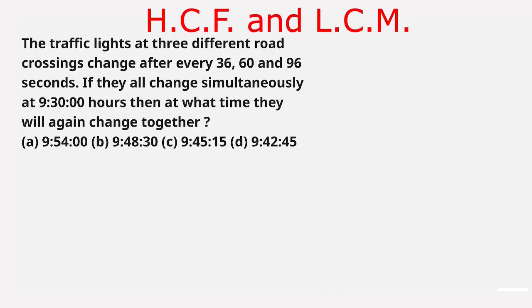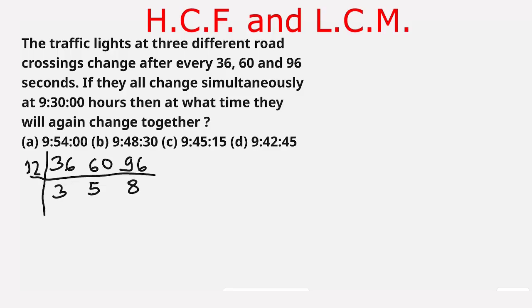In this question, we have to first find the LCM of 36, 60 and 96 seconds. So we write all these numbers 36, 60 and 96, and we find the LCM by common division method. We divide these numbers by 12 as 12 is common in all these numbers. 12 divides 36 for 3 times, 60 for 5 times and 96 for 8 times. And now there is no common number between 3, 5 and 8.